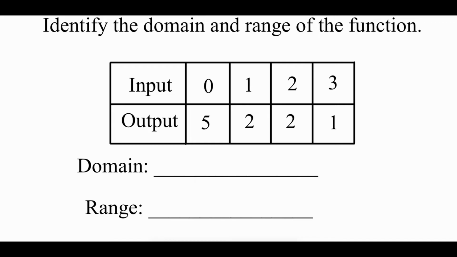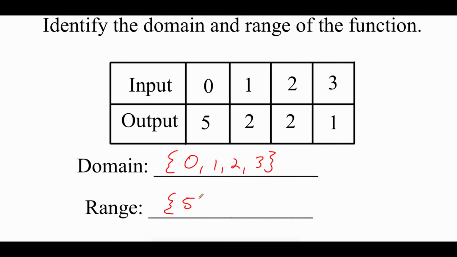So here I've got a table of values. The top row is labeled input values, and the second row is labeled output values. And we're asked to identify the domain and the range of the function. So we said that the domain was related to the input values. So the domain consists of the numbers 0, 1, 2, and 3. That set of numbers is our domain. Now, as far as the range goes, that set of numbers, those are going to come from our output values.